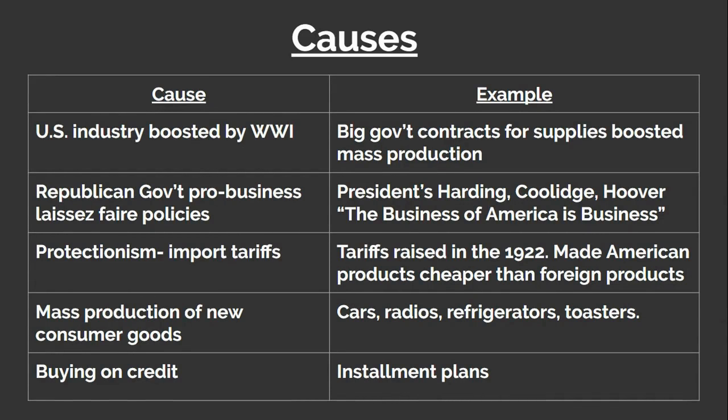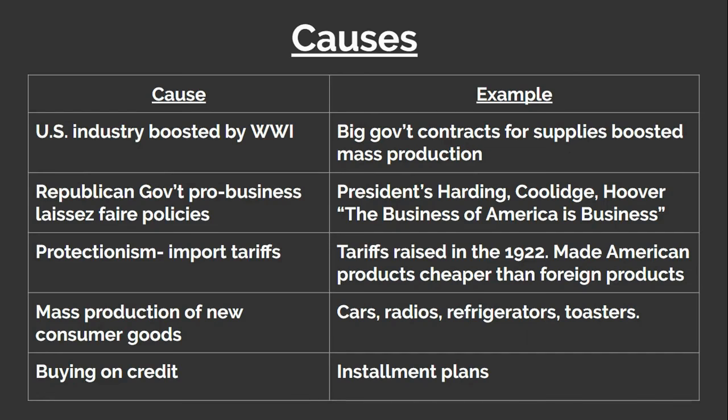First, U.S. industry had been boosted by World War I as lucrative government contracts for supplies were given to big corporations. Secondly, the 1920s saw a return to pro-business government. This is in contrast to the previous progressive era in which presidents like Teddy Roosevelt and Woodrow Wilson were more active in regulating industry. In the 1920s, Presidents Harding, Coolidge, and Hoover were more friendly to business and embraced a laissez-faire, or government hands-off, approach to the economy. Their stance can best be summed up nicely by Coolidge's phrase from a speech, "The business of America is business."